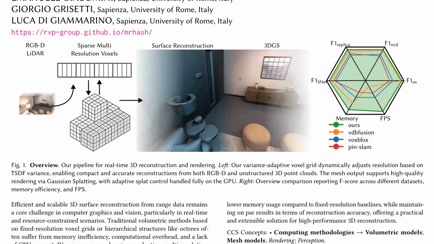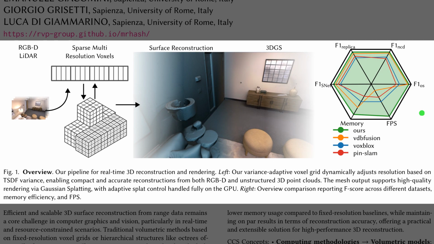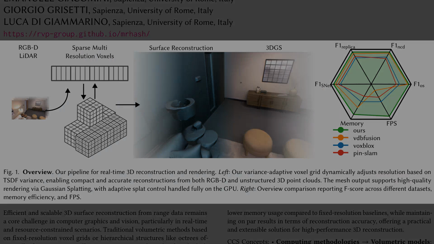The introduction just sketched the promise of adaptive voxels, and Figure 1 turns that into a visual overview of the full pipeline. The left side shows RGBD images or LiDAR point clouds being packed into a sparse, multi-resolution voxel grid, whose cell sizes adapt based on distance field variance, so complex regions get finer detail. The center illustrates the resulting surface reconstruction, while the right radar chart compares quality, memory, and speed to prior systems.